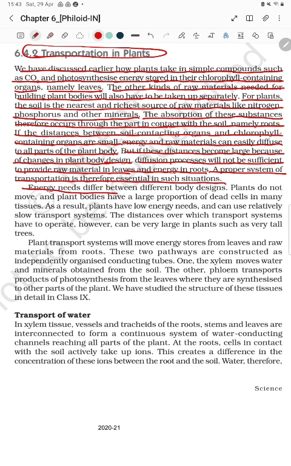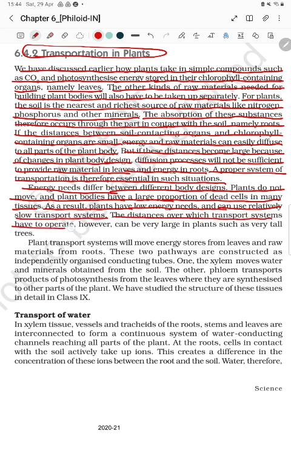Energy needs differ between different body designs. Plants do not move and plant bodies have a large proportion of dead cells in many tissues. As a result, plants have low energy needs and can use relatively slow transport systems. The distance over which transport systems have to operate, however, can be very large in plants such as a very tall tree. Plant transport systems will move energy stores from leaf and raw material from roots.